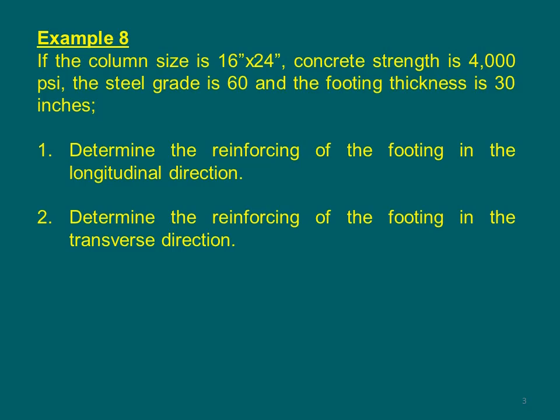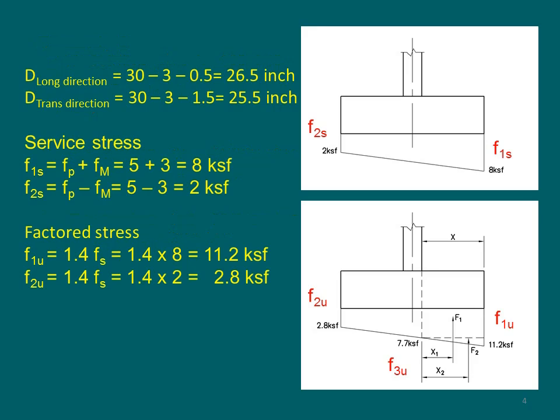Two items that you need to determine here. Number one, reinforcing of the footing in the longitudinal direction. Number two, reinforcing the footing in the transverse direction. We were able to determine the stress distribution under service loads in the previous slide set. Due to the vertical load, I have a stress of f sub P equal to 5 kip per square foot. Due to the moment, I have a stress equal to M over S, which is equal to 3 ksf.